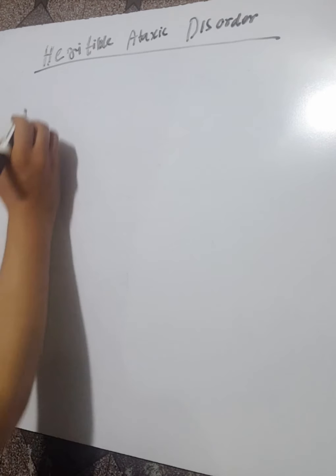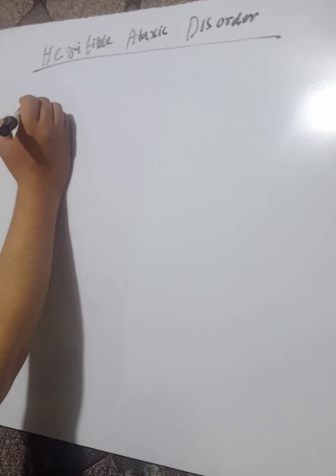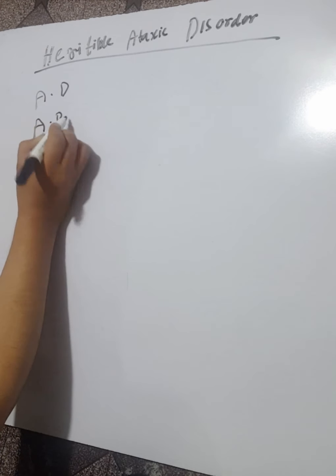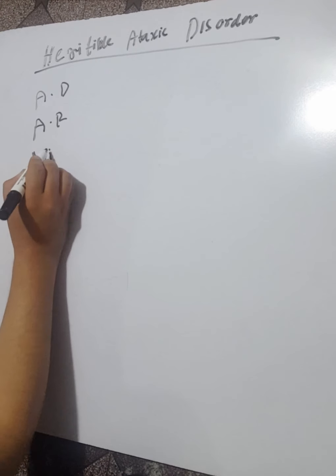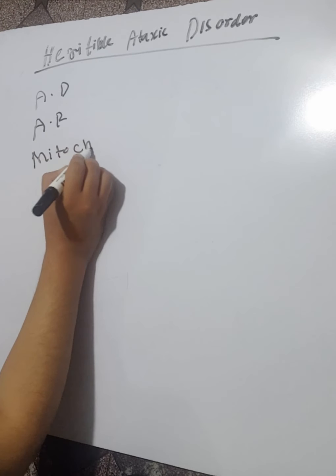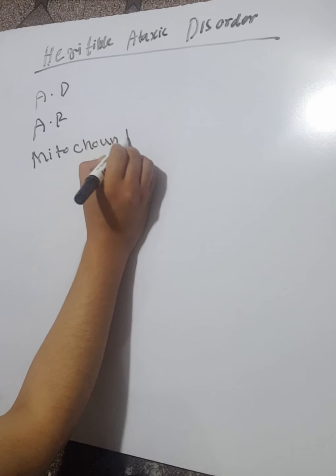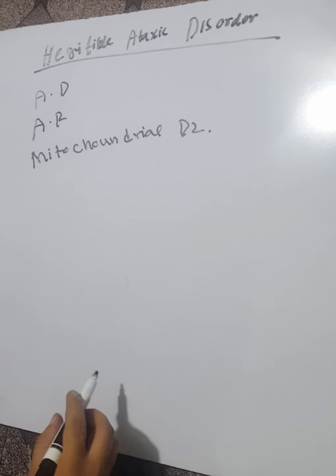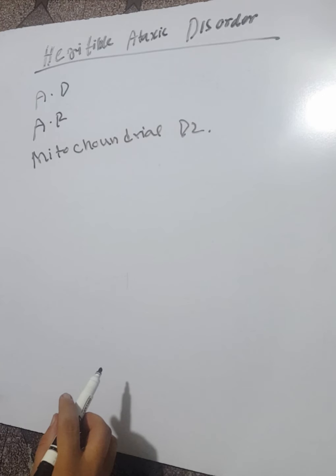We are discussing the heritable ataxic disorder. The ataxic disorder that is genetic in origin, that is inherited, may be autosomal dominant, may be autosomal recessive, or may be due to mitochondrial disease. We will discuss all these in sequence.